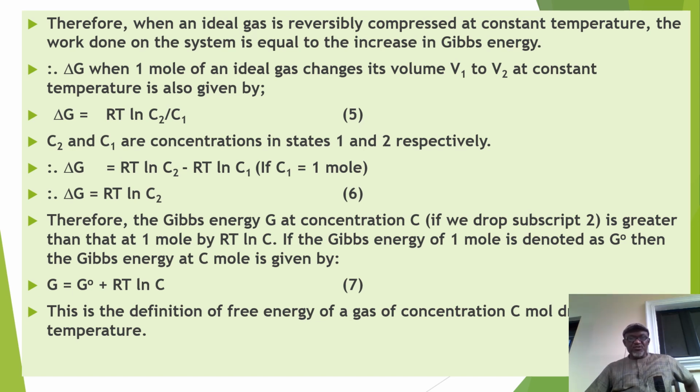So C2 and C1 are concentrations in states 1 and 2 respectively. Therefore, that means delta G is equal to RT ln C2 minus RT ln C1. Now, assuming that C1 is equal to 1 mole, then automatically we'll be left with delta G equal to RT ln C2. So following this, if we drop the subscripts 1 and 2, we'll arrive at equation 7, which is G is equal to G0 plus RT ln C, which is very important, as we'll see.